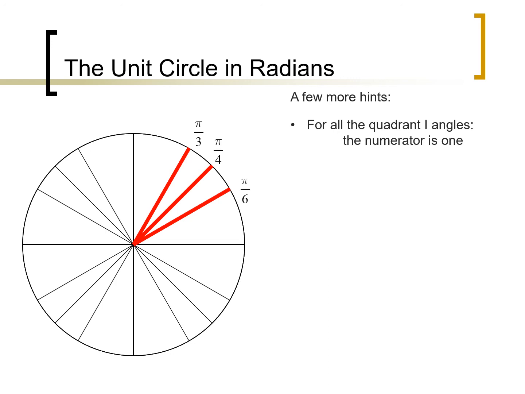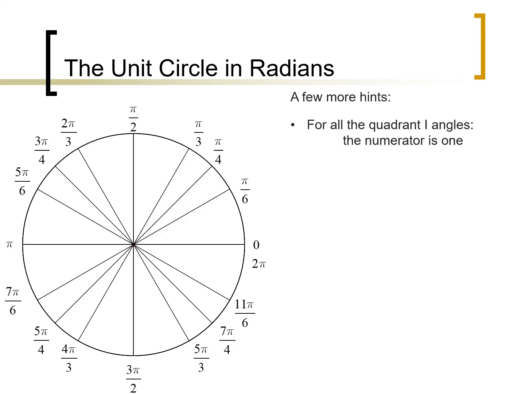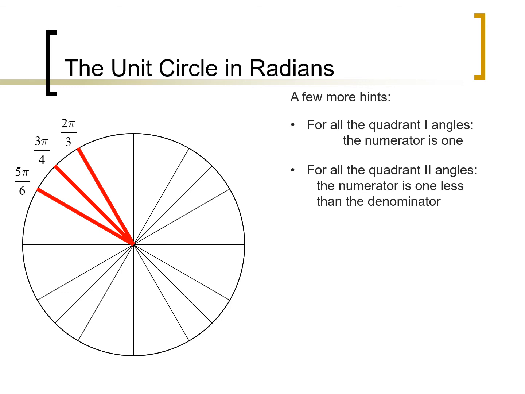Well, take a look at quadrant 2. I've got 2 pi over 3, 3 pi over 4, 5 pi over 6. What's the trick with the numerator there? How does it compare to the denominator if we ignore the pi part? Hopefully you're noticing in quadrant 2, the numerator, again ignoring the pi part, is 1 less than the denominator. 2 pi over 3, 3 pi over 4, 5 pi over 6. For all the quadrant 2 angles, the numerator is 1 less than the denominator.